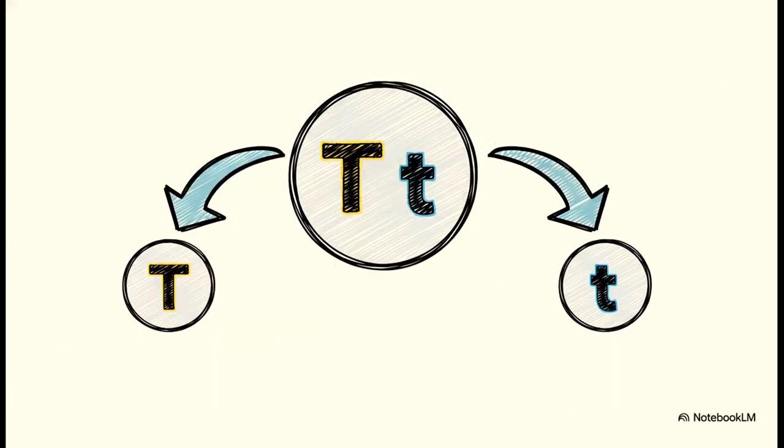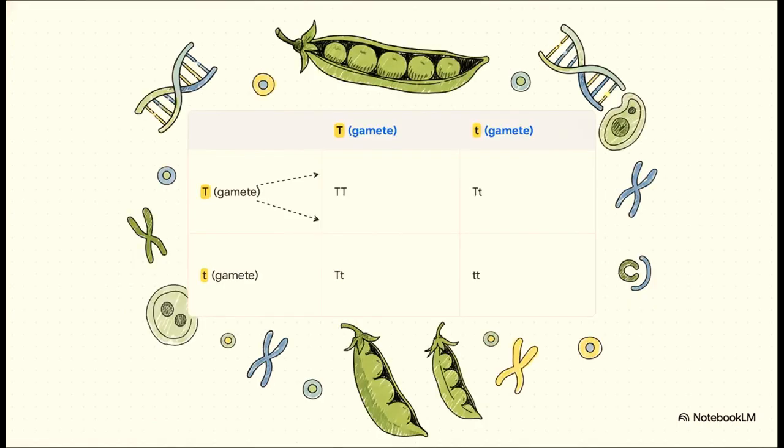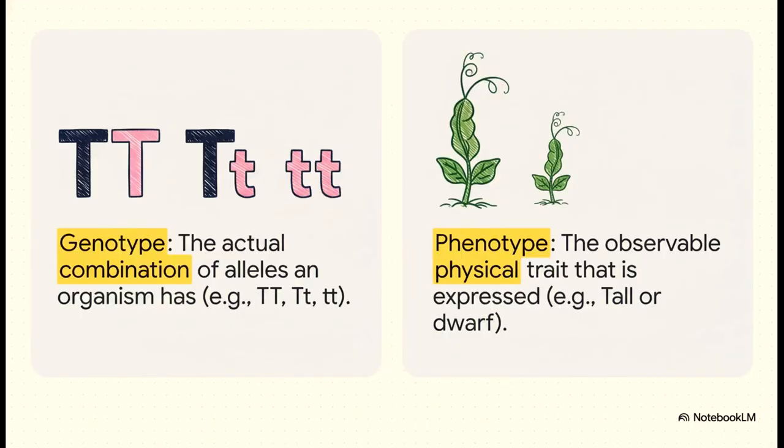So how does this happen? Well, the tall and dwarf alleles split up into separate reproductive cells. We can actually predict these outcomes using a simple chart called a Punnett square. This shows us something huge. What's in your genes isn't always what you see on the outside.